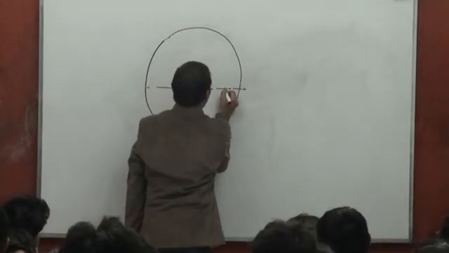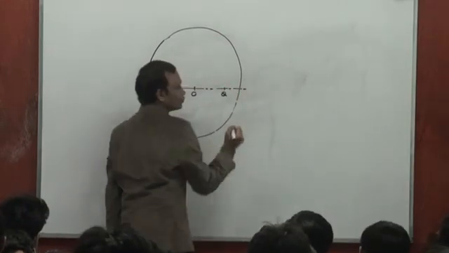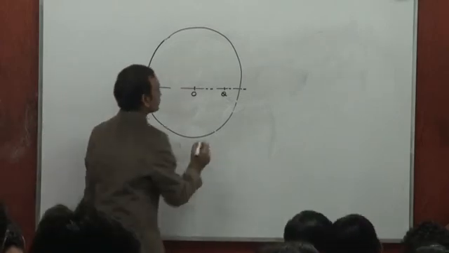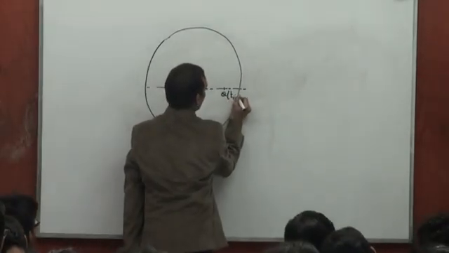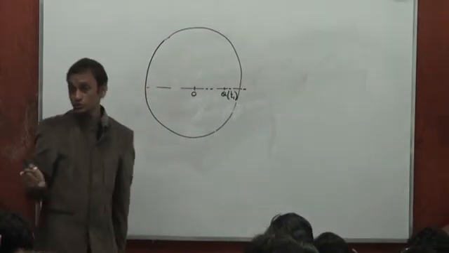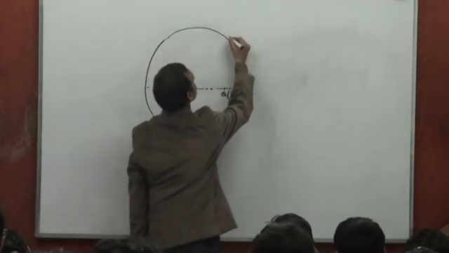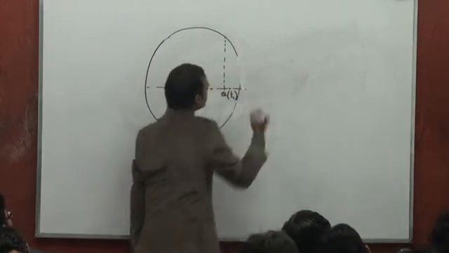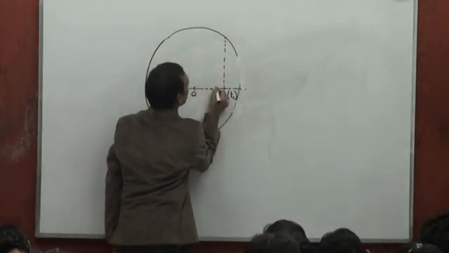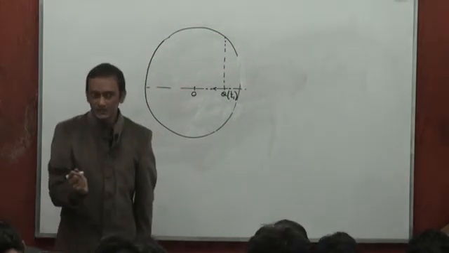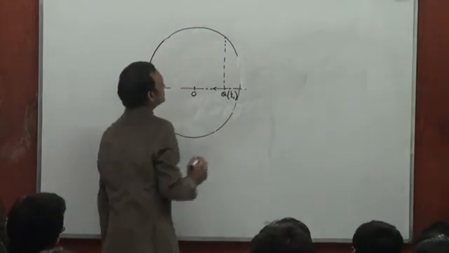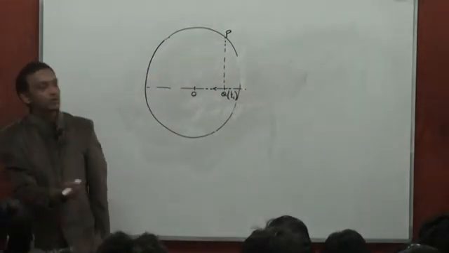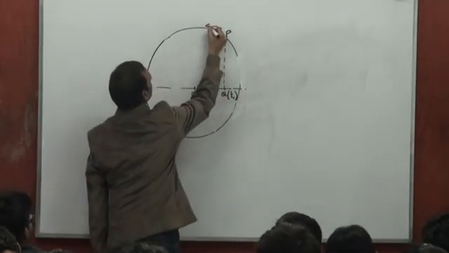Let's say at an instant of time, T1, the oscillator is at Q, and it is moving leftwards. The corresponding point on the auxiliary circle is P, as shown, and moving in this direction.